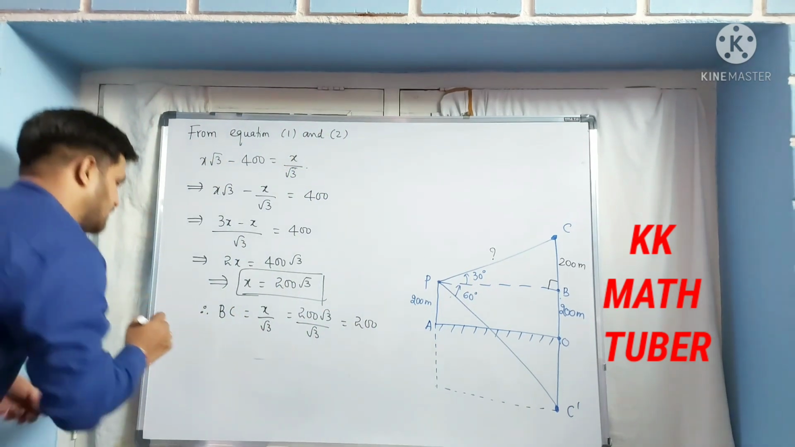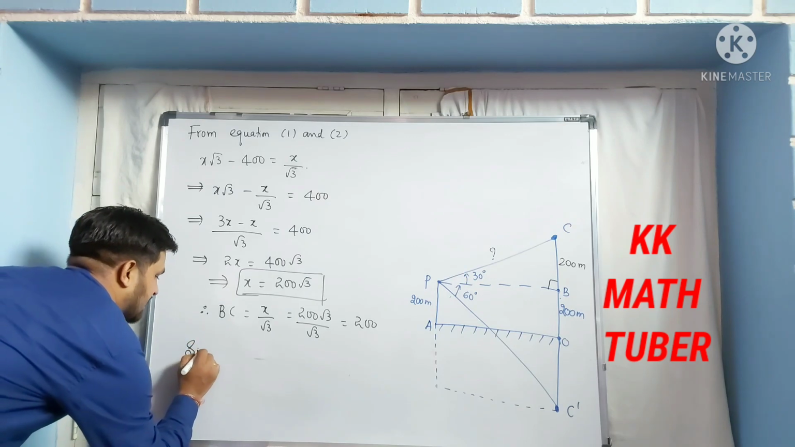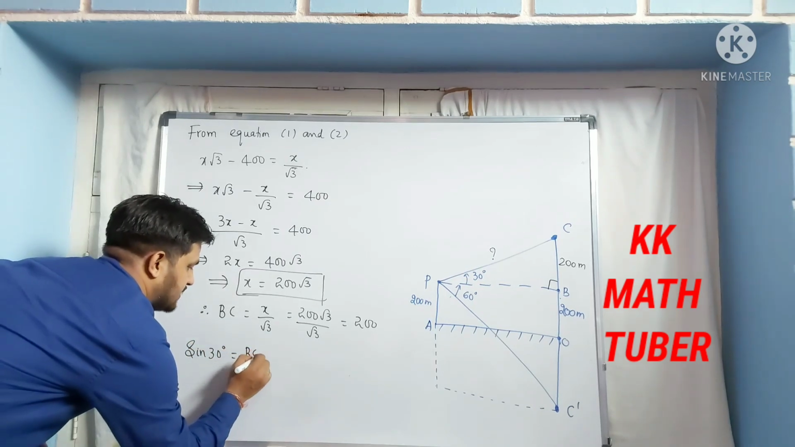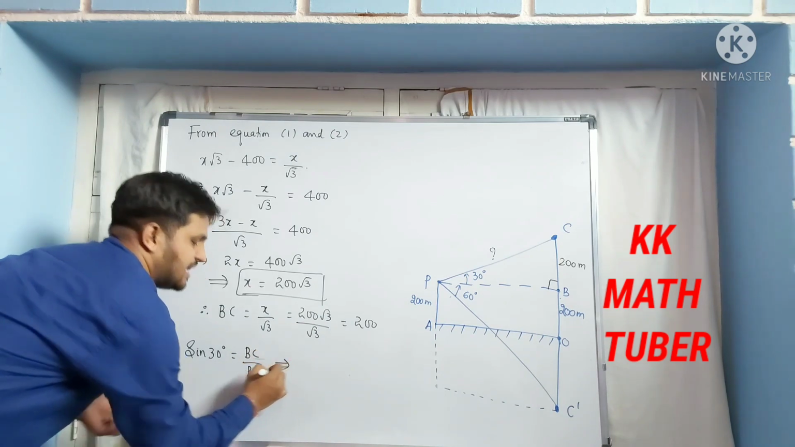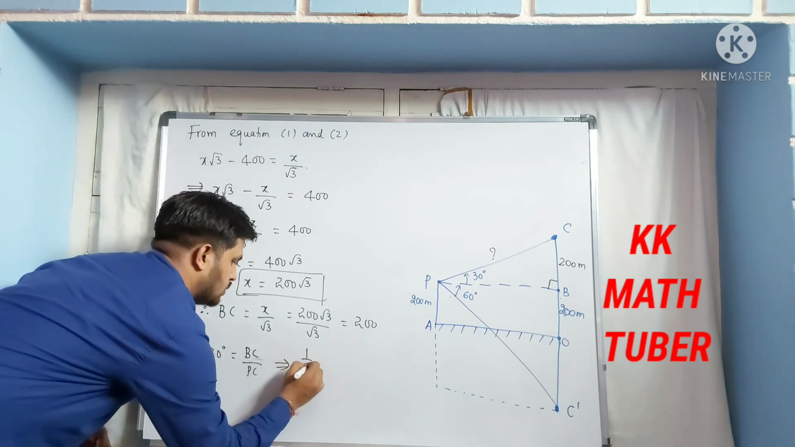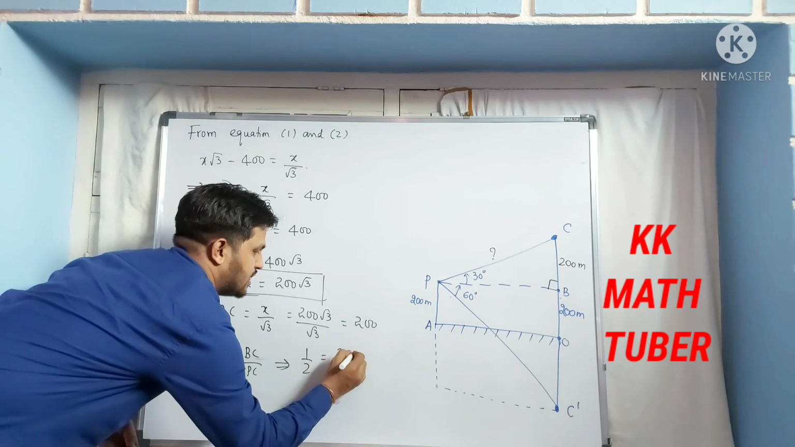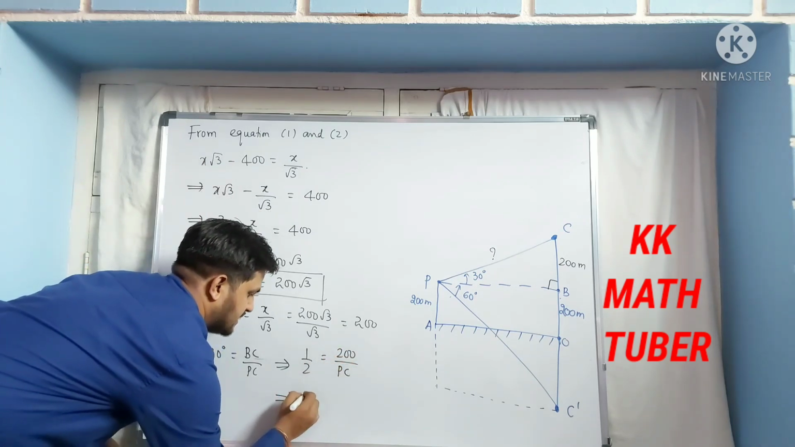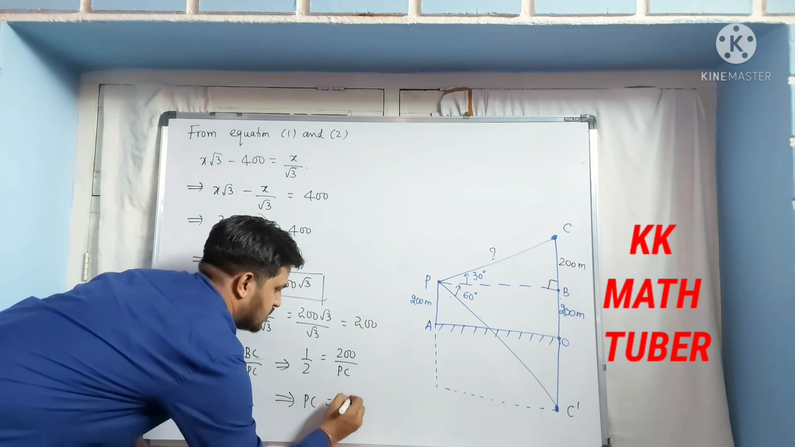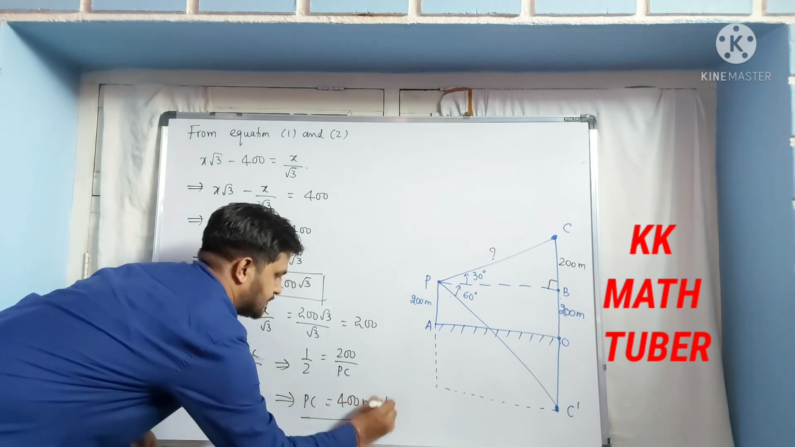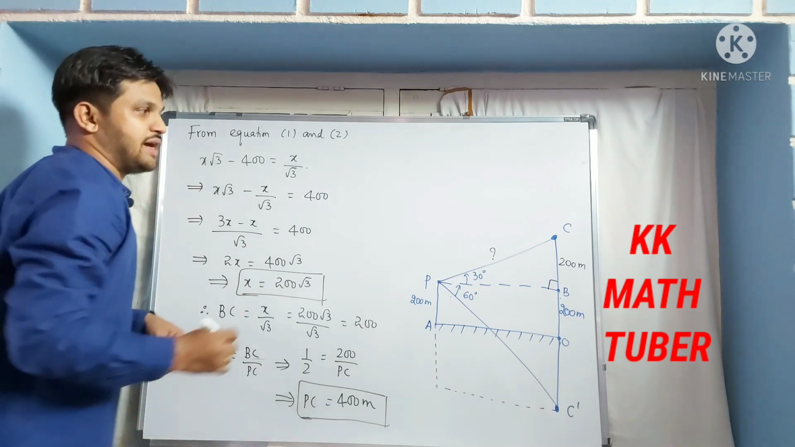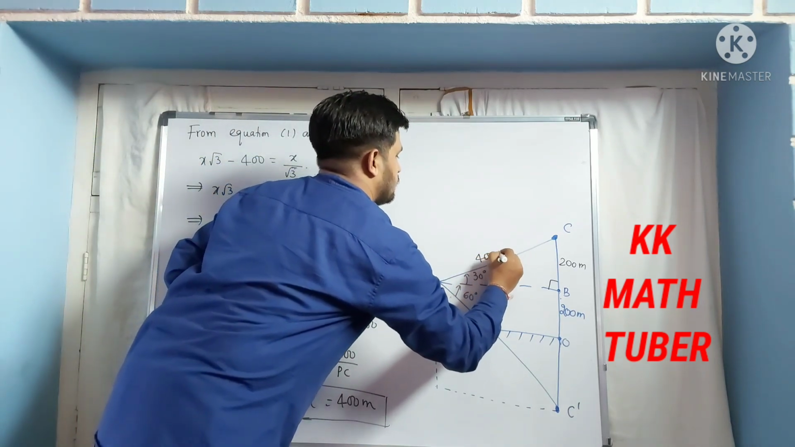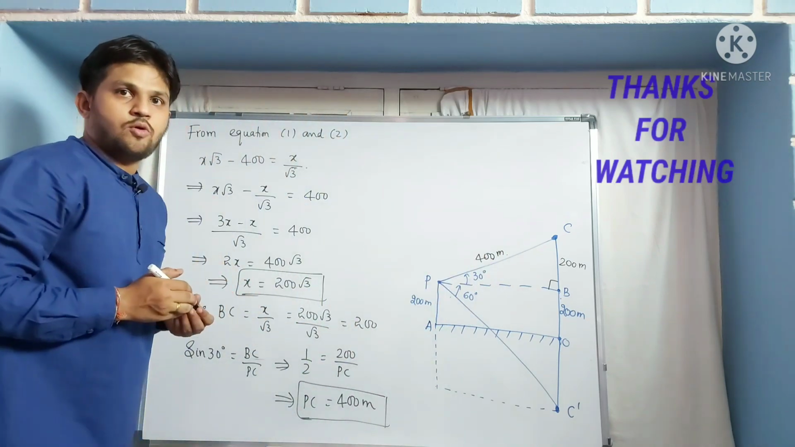Sine 30 degrees is equal to BC divided by PC. The value of sine 30 is 1 by 2. So that is equal to BC, which is 200, divided by PC. Therefore, what is your length PC? Which is 400 meters. So now I can write down here the length PC. This is 400 meters. So hope you understand.